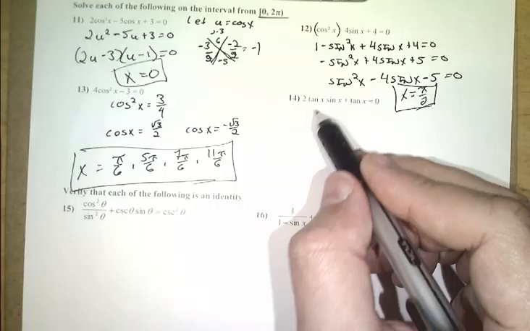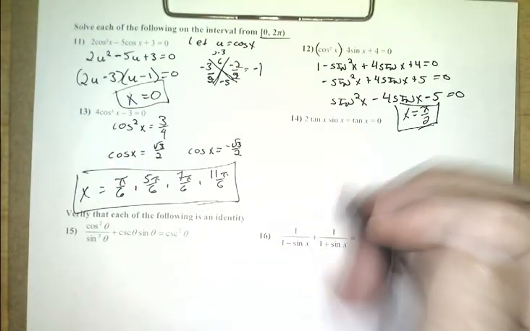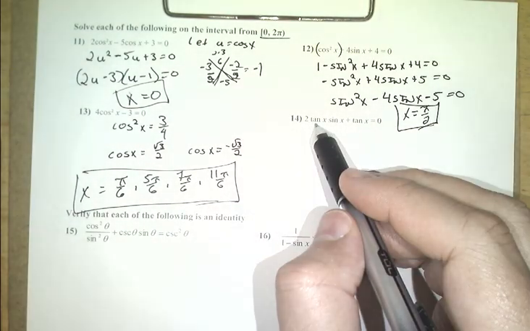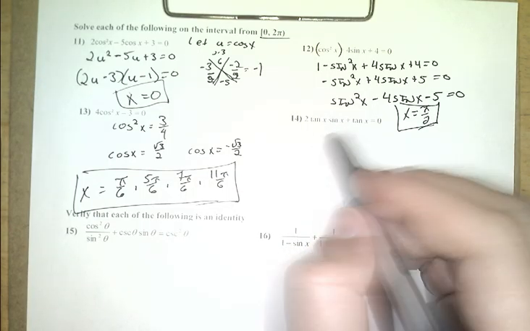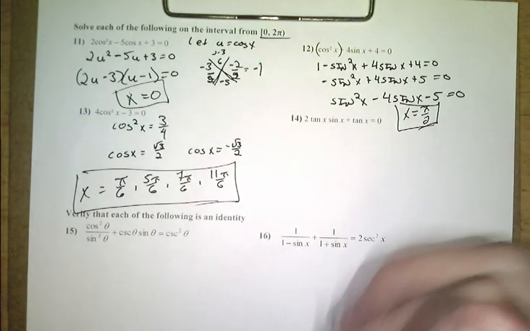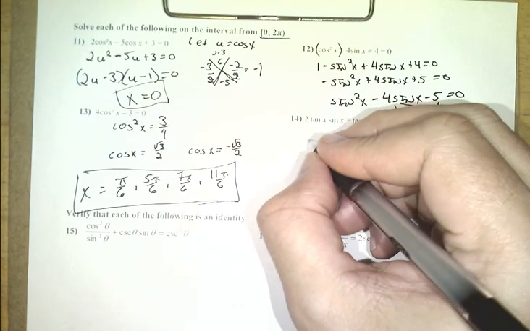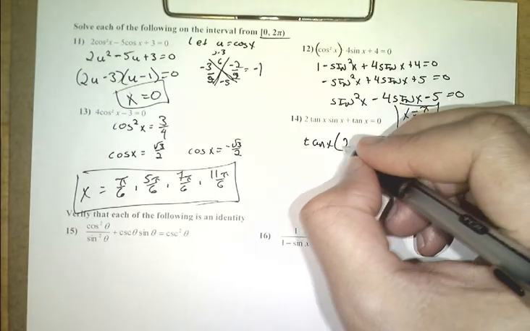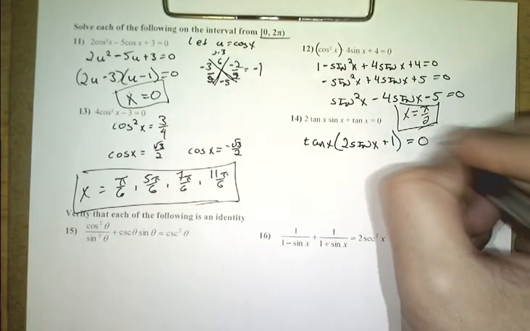Okay, here I have tangent x sine x plus tangent x equals 0. Again, we have two different functions here. I would want to try and make them all sine, but if I make this sine over cosine, that makes it sine squared over cosine, and I feel like that starts to get a little rougher. So instead, these both have a tangent on them, so I'm going to factor out a tangent. So I'm going to get tangent of x times 2 sine of x plus 1 equals 0.